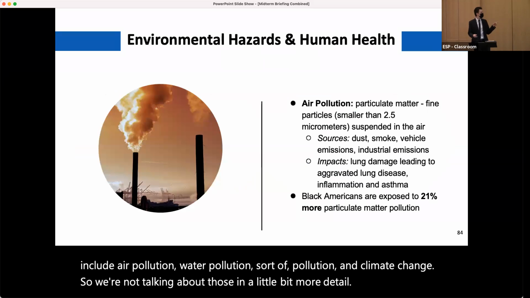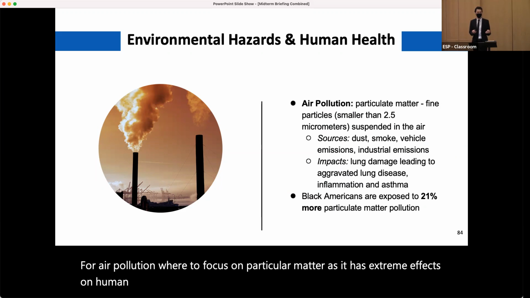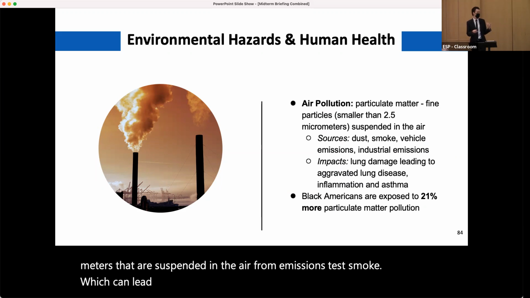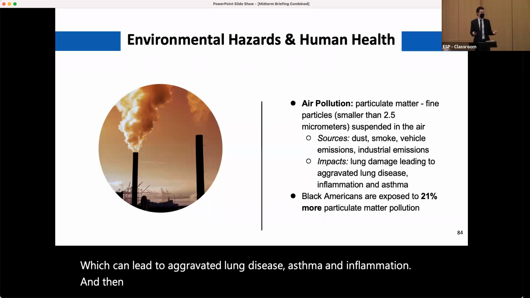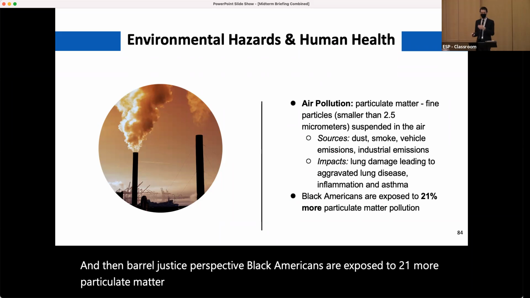For air pollution, we're going to focus on particulate matter as it has extreme effects on human health, which are fine particles smaller than 2.5 micrometers that are suspended in the air from emissions, dust, smoke, which can lead to aggravated lung disease, asthma, and inflammation. And from the environmental justice perspective, Black Americans are exposed to 21% more particulate matter pollution than white Americans.